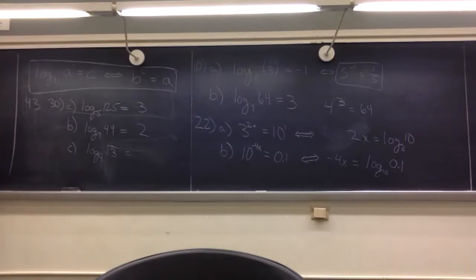One over 6. Not quite. 1/6 would say 9 to the 1/6, right? That's 9 to the 1/2 to the 1/3. That's 3 to the 1/3, which is the third root of 3. We only have the square root of 3. 6 is too big. But you got the right idea.